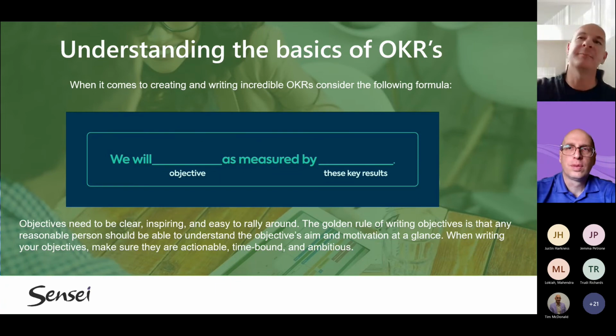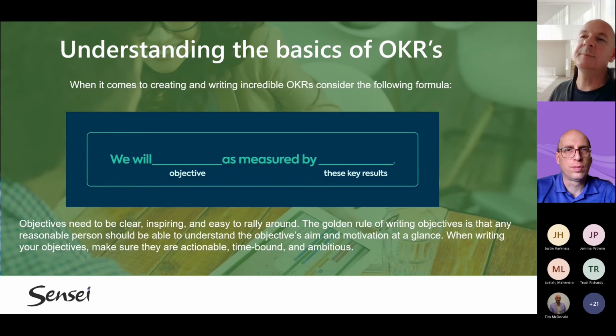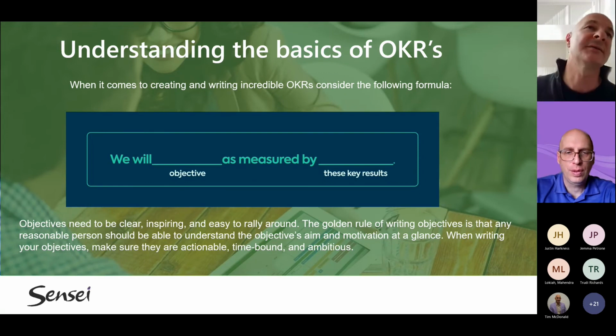It's a white paper that will outline exactly how you determine your OKRs and how you can implement them. So here, as you can see, we have an objective as measured by, and there are then the key results. So really, objectives need to be clear. They need to be inspiring, and they need to be easy to rally around. So that is really that baseline that we always want to come back to.